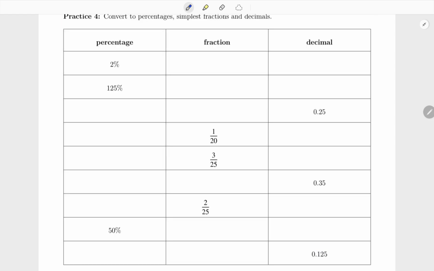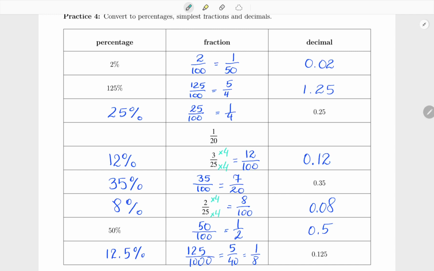In practice 4, we will convert between percentage, fraction, and decimal. Pause the video and try the question yourself.